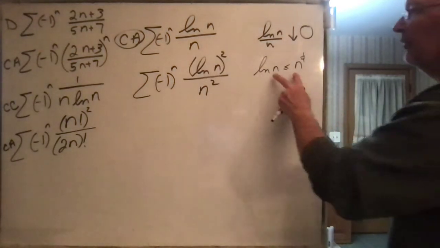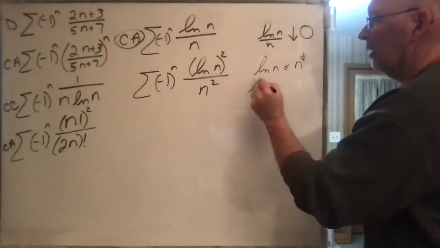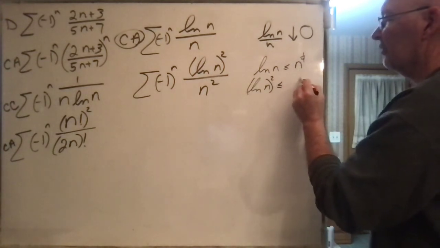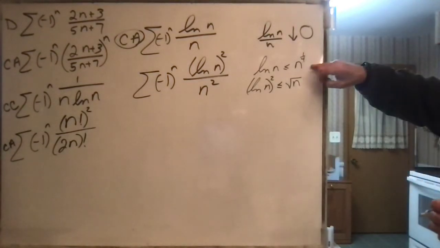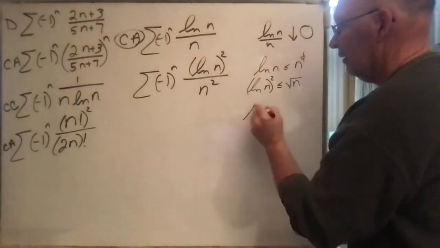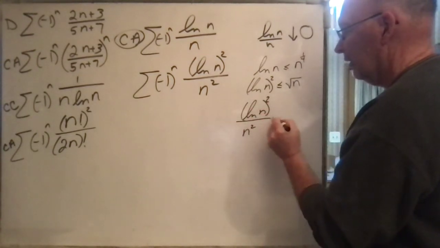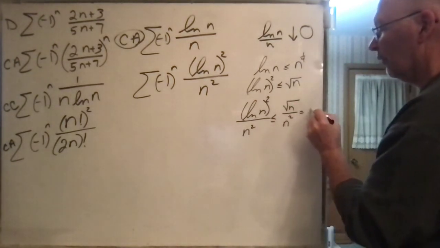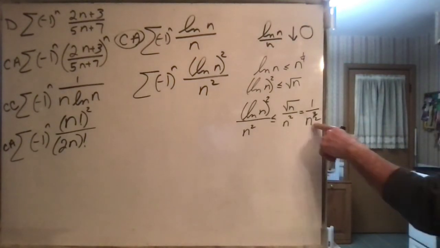So here's what I'm going to do. I'm going to start with this, and I'm going to say, given that this squared is less than or equal to this thing squared. If you square this, you get just the square root of n. And so now, if I take this thing divided by n squared, that's going to be less than or equal to the square root of n over n squared. And the square root of n over n squared is 1 over n to the 3/2. See that?